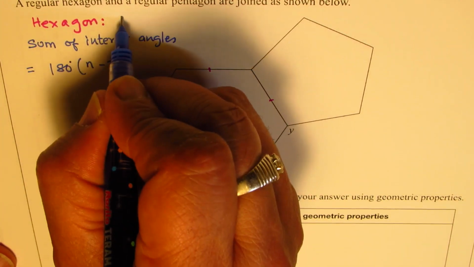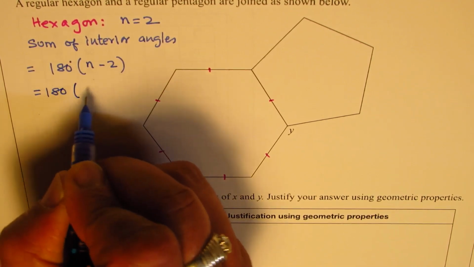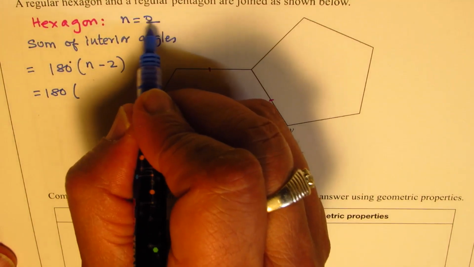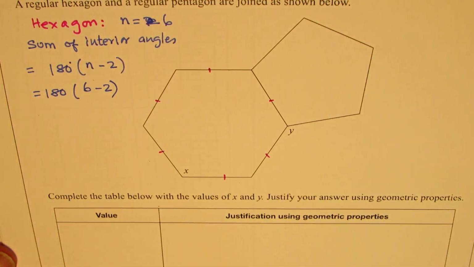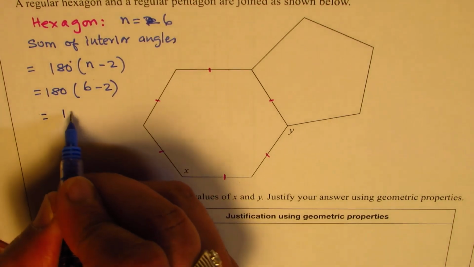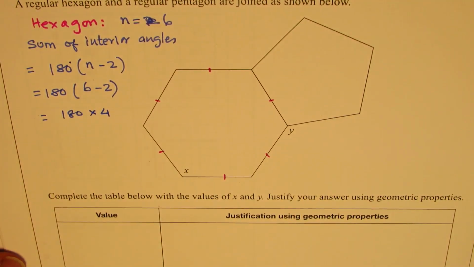N is 6, right? Hexagon means n equals 6. So we get 180 times 6 minus 2. So that is the sum of interior angles, right? So we get this value as 180 times 4, correct? So that is the sum of interior angles.